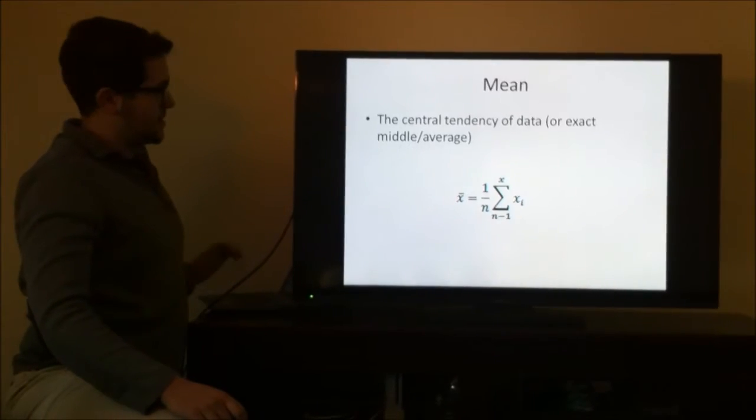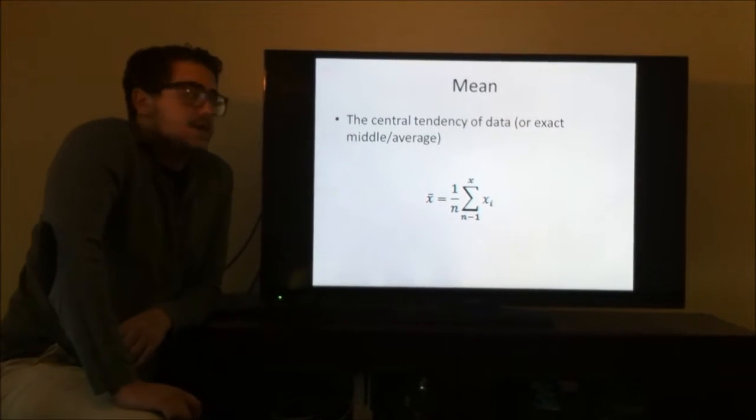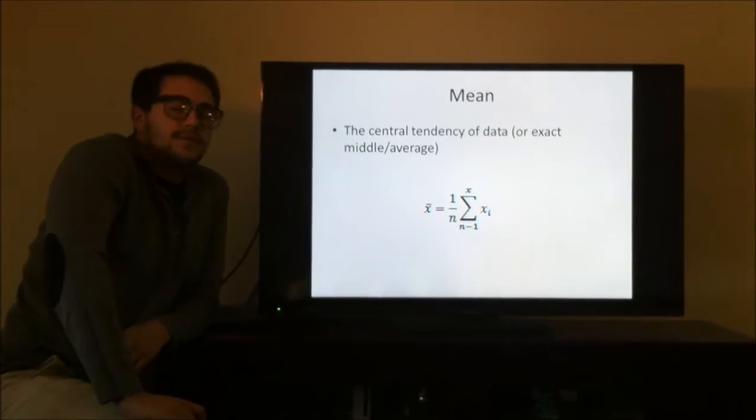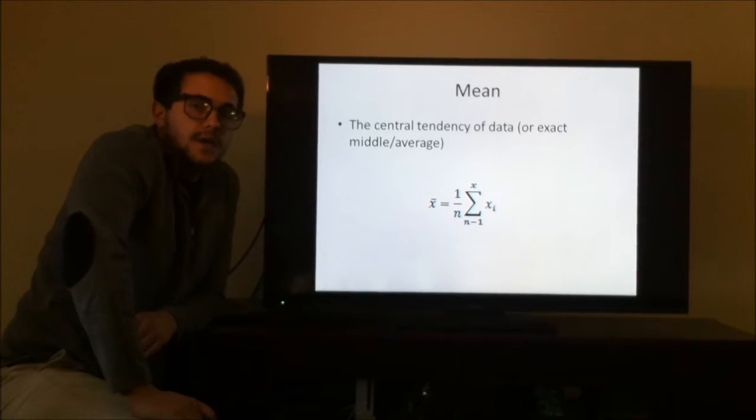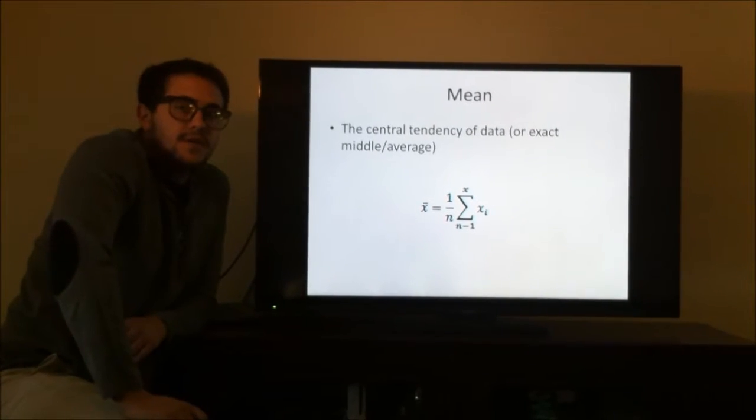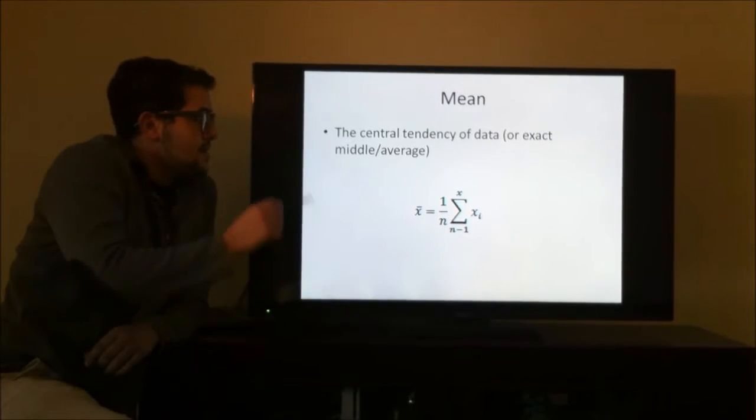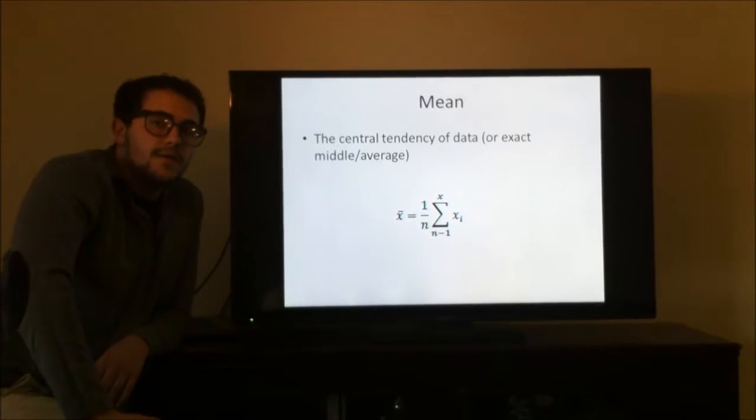Today we will be looking, from a MATLAB perspective, at data analysis and statistics. The first statistical function we will be using is the mean function, which is the central tendency of data, or exact middle, or average. This is the normal arithmetic for the mean function. To put it in MATLAB, you would simply put mean, parentheses, what you want to find the mean of, the array you're looking at.